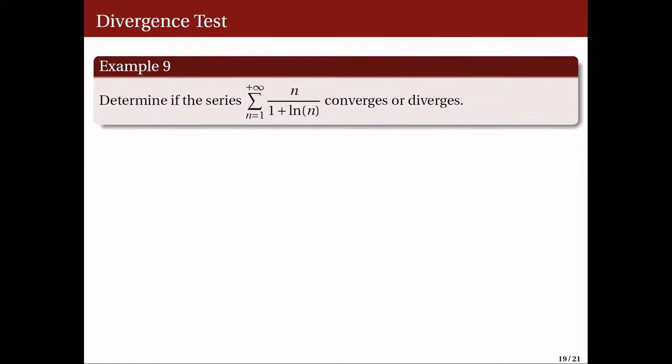In this next example, let's determine whether the series summation of n over the quantity 1 plus ln of n converges or diverges. So again, we will look at the limit of the terms of this series, and in evaluating the limit of the terms here, we will be using L'Hopital's rule. So first, consider f of x equal to x over the quantity 1 plus ln of x, where x is in the interval 1 to infinity.